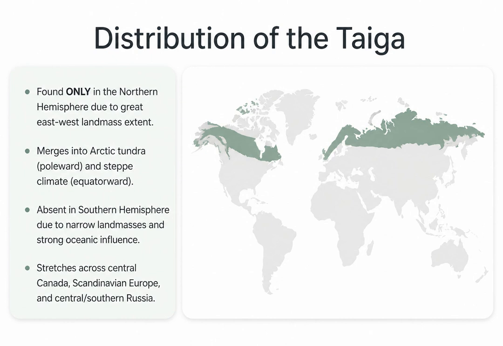This is due to the massive east-west extent of landmasses there. As we move poleward, it merges into the Arctic tundra, and moving equatorward, it fades into the steppe climate. It is completely absent in the southern hemisphere because the landmasses narrow significantly at high latitudes, leading to a strong oceanic influence that prevents this continental climate from forming. Geographically, this continuous belt stretches across central Canada, parts of Scandinavia, and most of central and southern Russia.